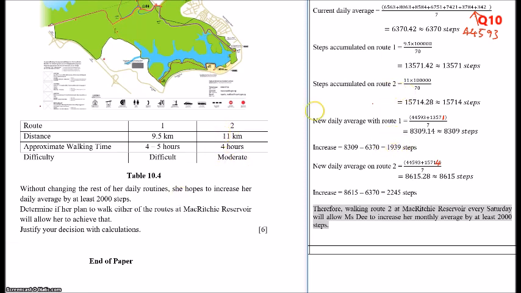Route 2 is 11k. So here again change to cm, divide by 70, we're looking at 15k. So we do the total plus 15k divided by 7. On average we're looking at 86k. If you take the original, the 86k minus the original 6000, we're looking at 2200 extra steps. So route 2 will be the one that allows her to increase by at least 2000.